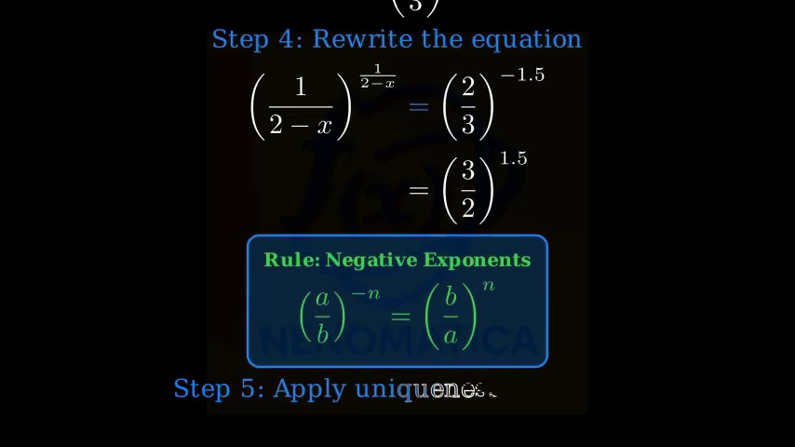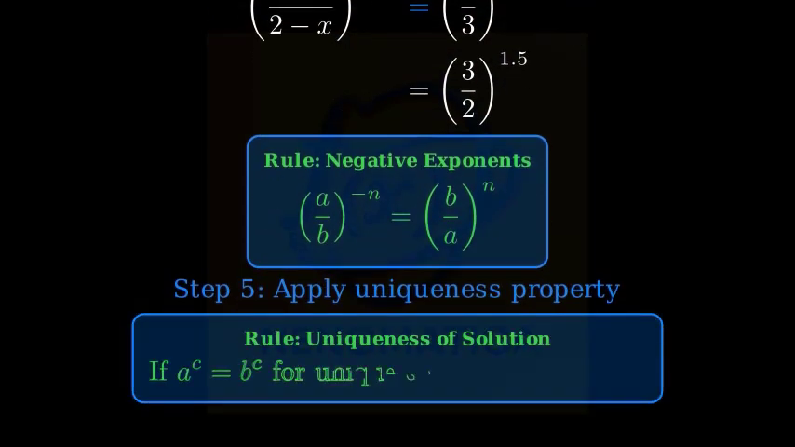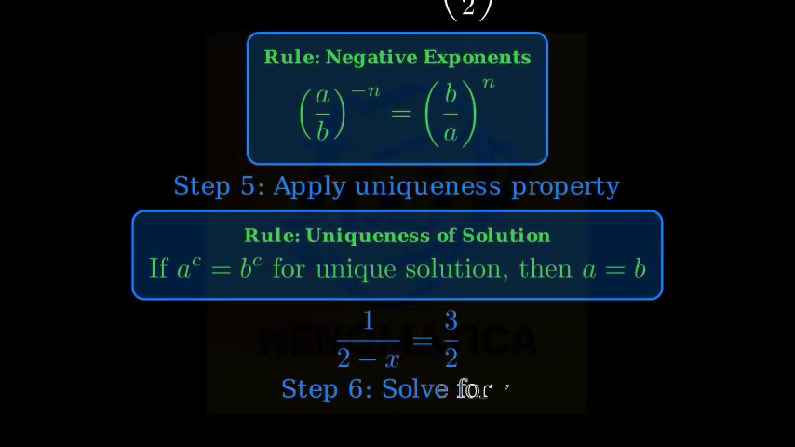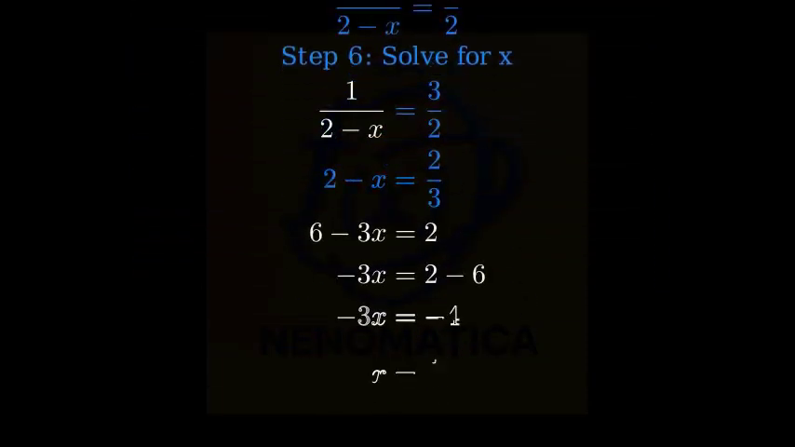Now we're going to use an important property. When two expressions raised to the same power are equal, their bases must be equal. In our case, this means that 1 over 2 minus x must equal 3/2. Now let's solve for x. We can cross multiply to get 2 minus x equals 2/3, or equivalently, 6 minus 3x equals 2. Subtracting 6 from both sides and dividing by -3, we get x equals 4/3.